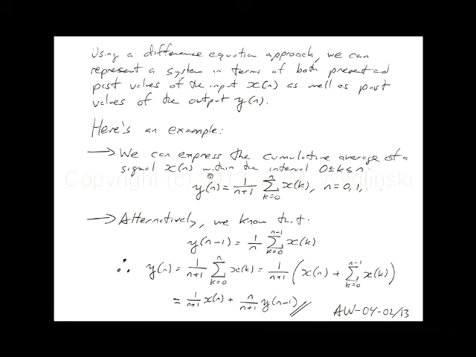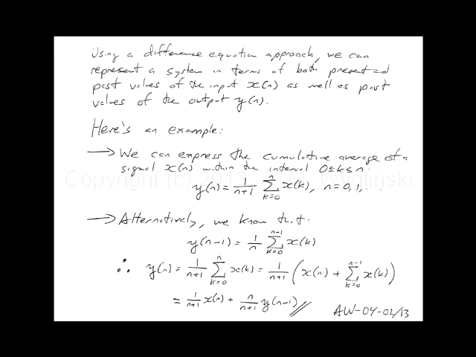So we know that y0 is going to be 1 over 1, because n is 0, times the sum from k equals 0 to 0, so it's essentially x0. Great. And then y1 is going to be equal to 1 over 2 multiplied by x of 1 plus x of 0. And then the next one, we have one more term thrown into it, multiplied by a new term in front of it, and so on and so forth. So it's just snowballing. It's accumulating.